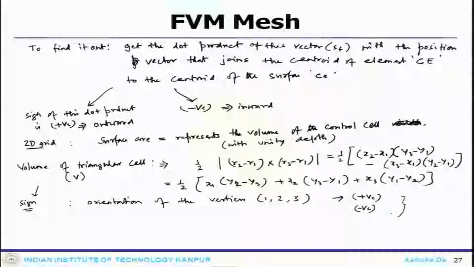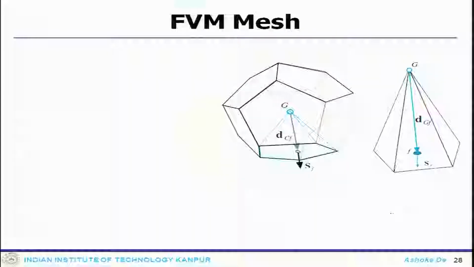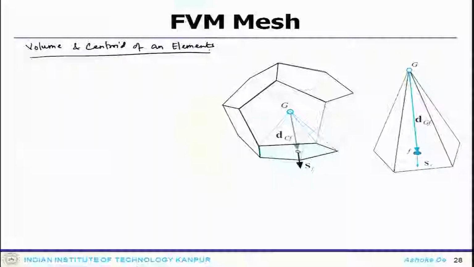Now, you can find out the volume and centroid of an element. So, you have a picture here. This is a polyhedral, and if we want to find out the volume of this particular polyhedral, typically a polygonal pyramid, this is a polygonal pyramid.